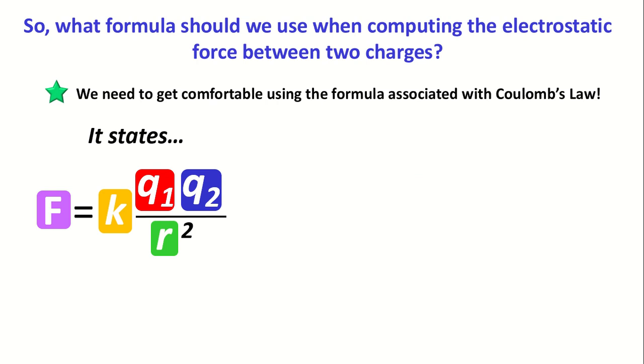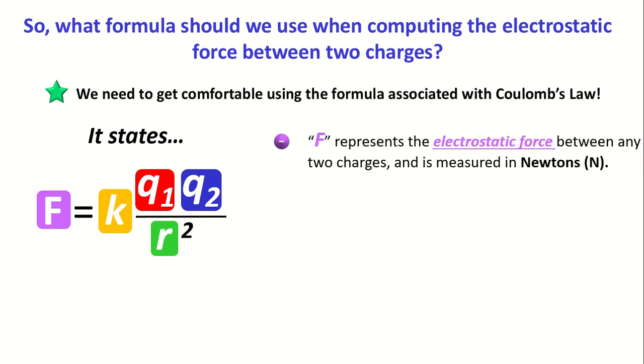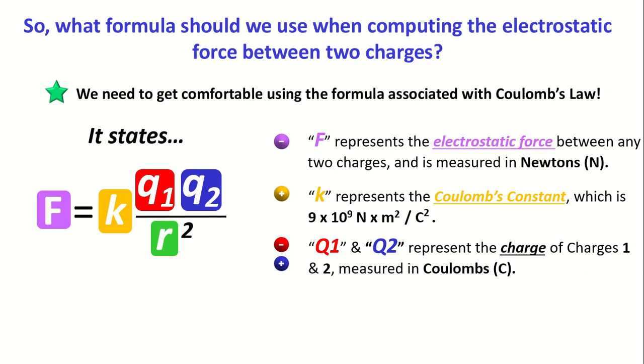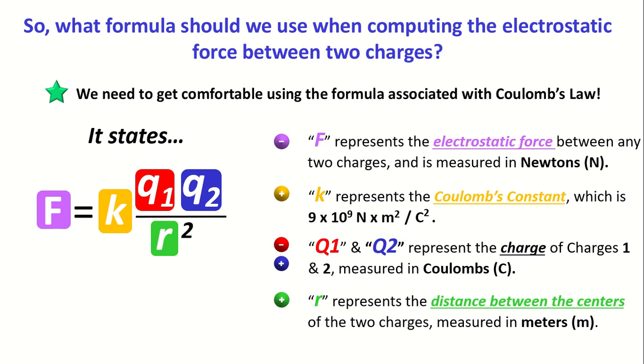So what formula should we use when computing the electrostatic force between two charges? We need to get comfortable using the formula associated with Coulomb's law, of course. It states that F is equal to K times Q1 times Q2 divided by R squared, in which F represents the electrostatic force between any two charges and is measured in newtons. K represents Coulomb's constant, which is 9 times 10 to the 9 newtons times meter squared divided by Coulomb squared. Q1 and Q2 represent the charge of charges 1 and 2 measured in coulombs. And R represents the distance between the centers of the two charges measured in meters.